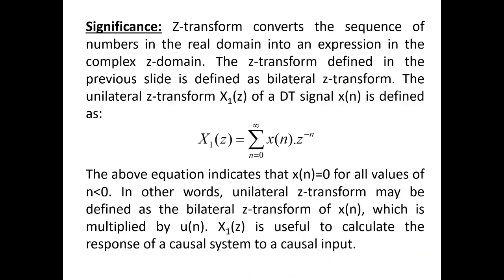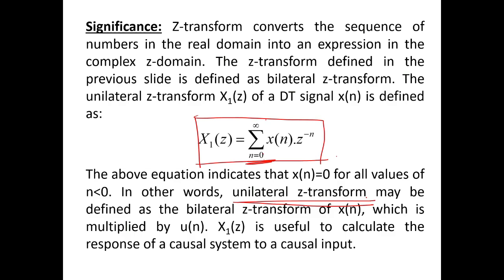Now the thing is that biomedical signals and systems are mainly causal systems. Since they are causal systems, this n is restricted to the region of 0 to infinity, and this modified equation is regarded as the unilateral Z transform.